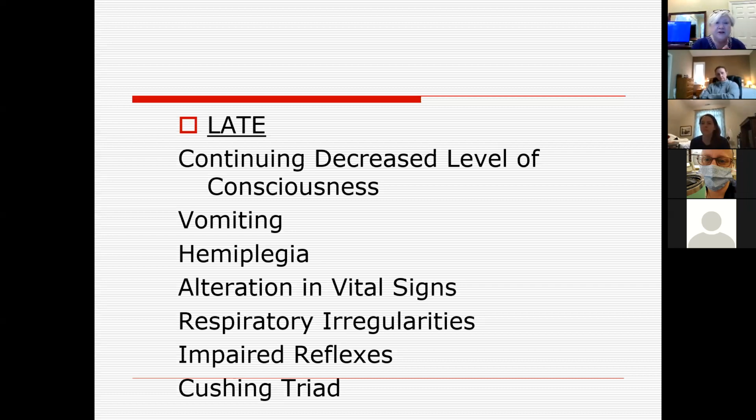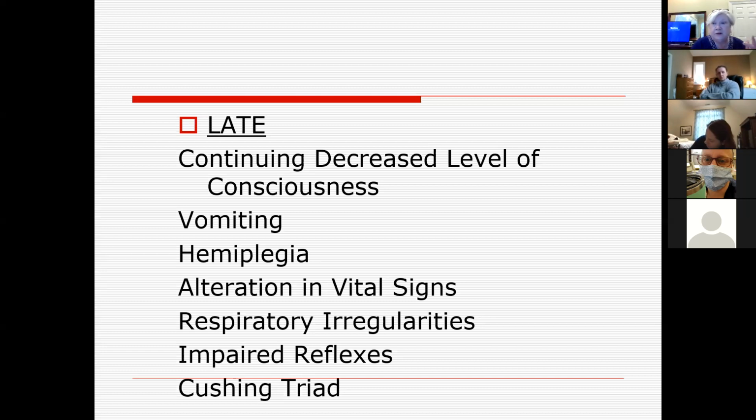So if it's increased intracranial pressure, it will be vomiting without nausea. Very important. Right now, instead of just some weakness, they may have paralysis or hemiplegia on one side, and they might have impaired reflexes. So if you test the reflexes, one side doesn't really have reflexes like the other. And now, if it's really late, which is pre-herniation, meaning really bad, they will develop what's called Cushing's triad. Now, Cushing's triad is an alteration in their vital signs and respiratory irregularities.